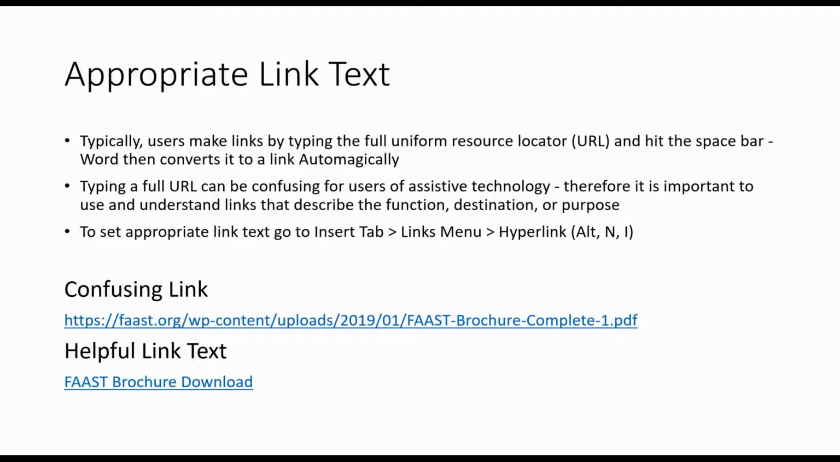Better practice is to actually use simple text. So, for example, my helpful link text there, FAAST brochure download. That link is the exact same as the one above it. It's just easier to understand and allows the screen reader to tell the user of that assistive technology that it is a FAAST brochure download, and they can access that link and download the brochure. It makes creating these links a lot simpler.